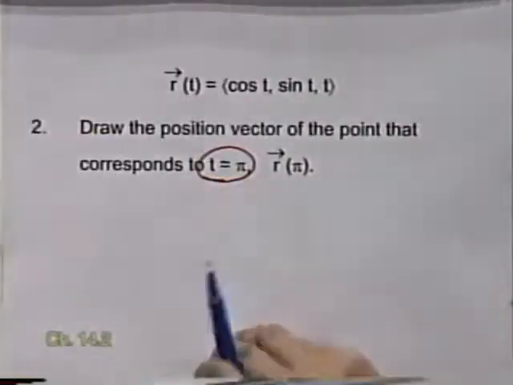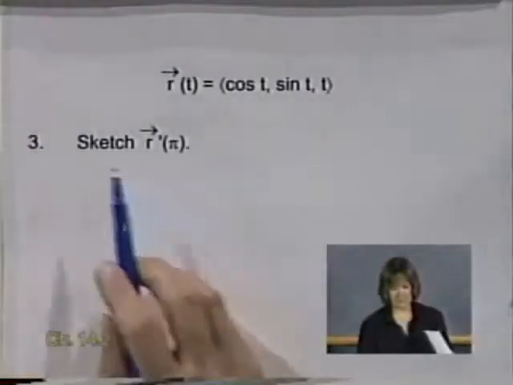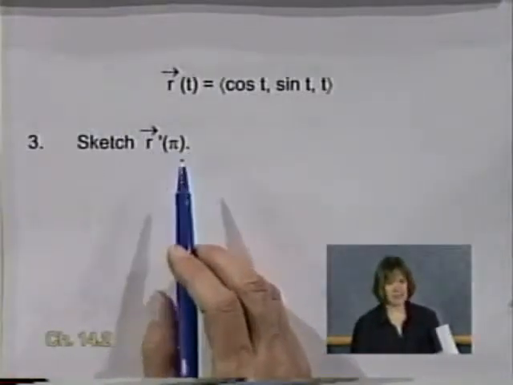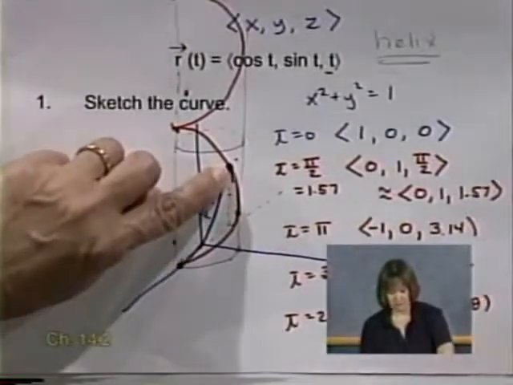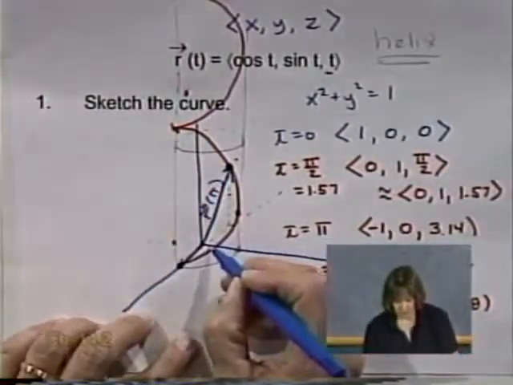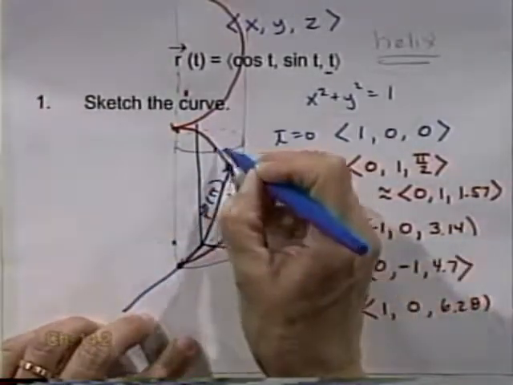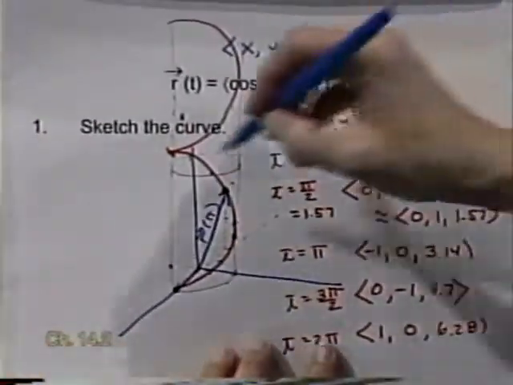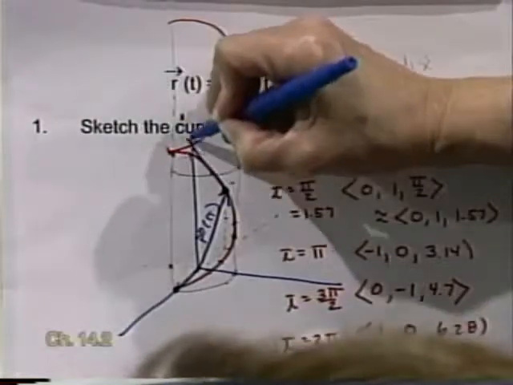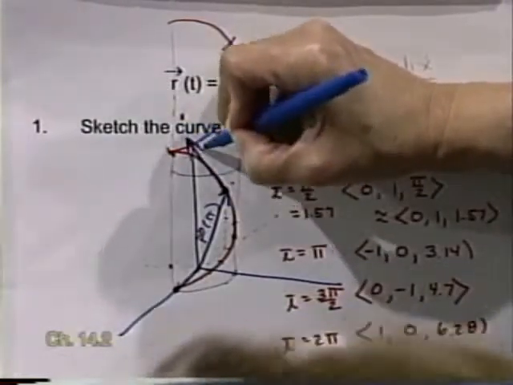Now, in part 3, they want me to sketch r prime of pi. Now I don't want you to go through and try to draw r prime of pi from here, but what I want you to realize is the orientation is I'm going in this direction. So I can tell you what r prime of pi is going to be. R prime of pi is going to be tangent to the curve. I don't know the length, but it's going to be going in that direction.